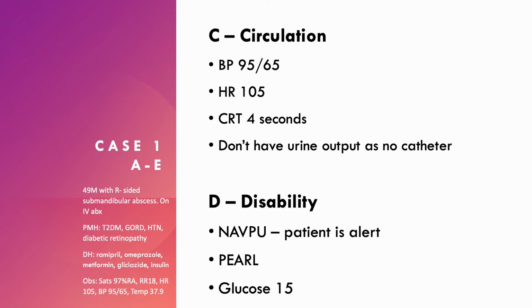What are we going to want to look at from disability? You're going to want to make sure that the patient has had their diabetic meds because he's hyperglycemic, and you may want to consider starting a variable rate insulin infusion. And once the patient's stable, you may want to think about a diabetic nurse review.